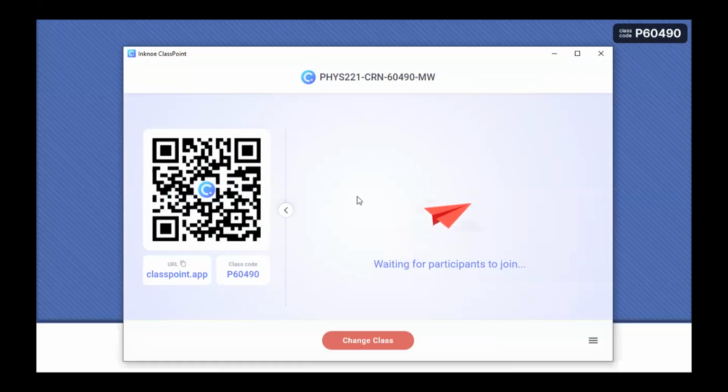Yes, we are in the right class. Okay, you can scan this QR code if you are using your laptop. So you can use this URL address, classpoint.app, and the class code is going to be P60490.